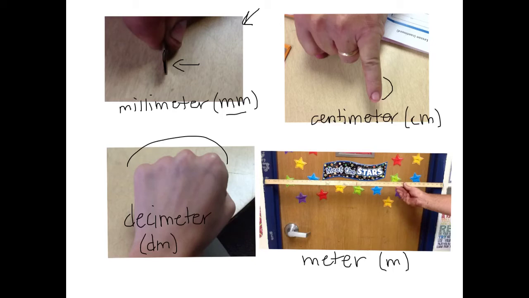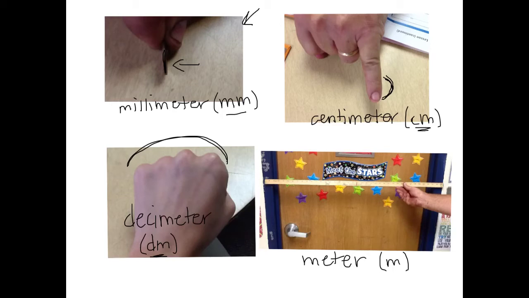The next one is a centimeter, and that, you can see we have a picture of Mr. Swen's finger here, is about the length of the tip of one of your fingers. About. Now again, these aren't exact measurements, but if you ever need something quick to look at, the tip of your pinky finger is about a centimeter. That's abbreviated with a cm. Next, a decimeter, again, is approximately the width of a fist. So a closed fist would give you about the length of a decimeter. And that's abbreviated with a lowercase d and m.